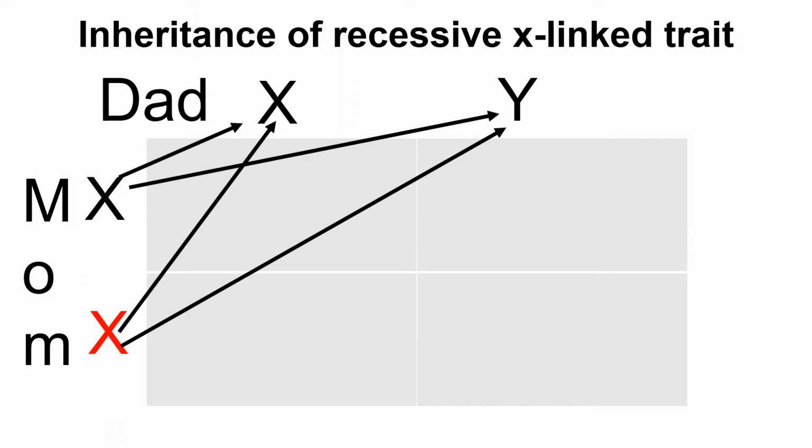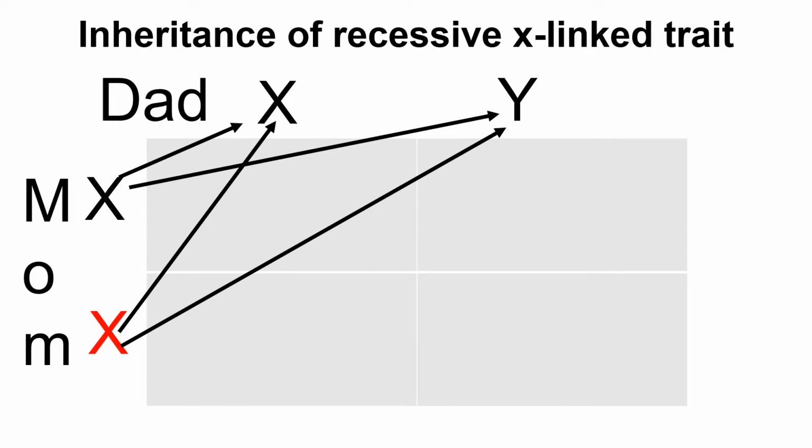So on the top, we put the genotype of the dad. In this case, we put an X and a Y because he's a male. And in the case of the mom, because she's a female, I want to put an X and an X. But because there is a mutation on one of the X chromosomes that she has, I'm going to make one of the X chromosomes red.